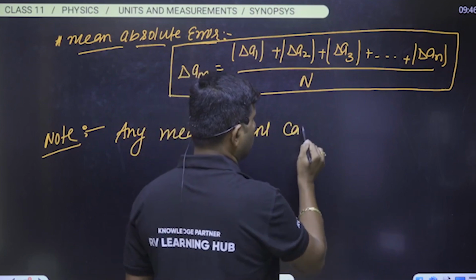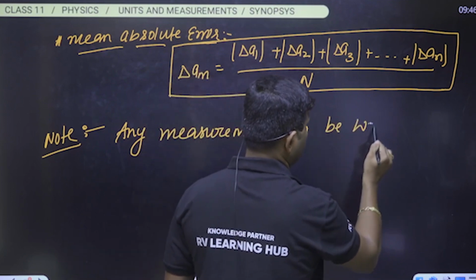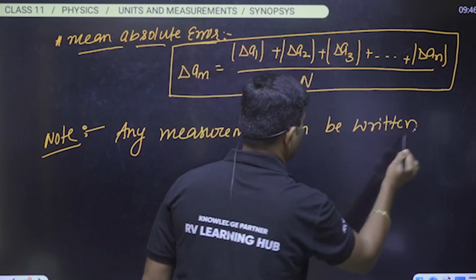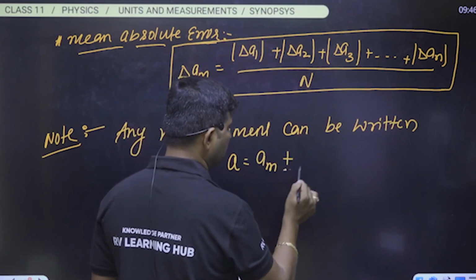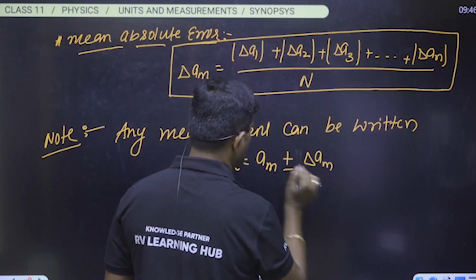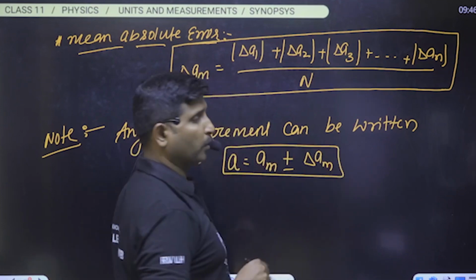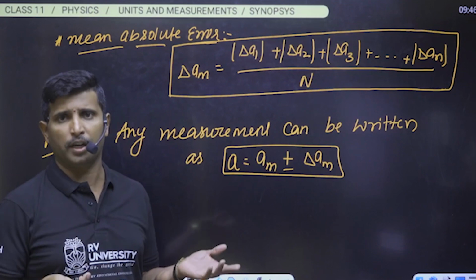Any measurement can be written as, see here, A is equal to A mean plus or minus delta A. So like that, we have to write any measurement.